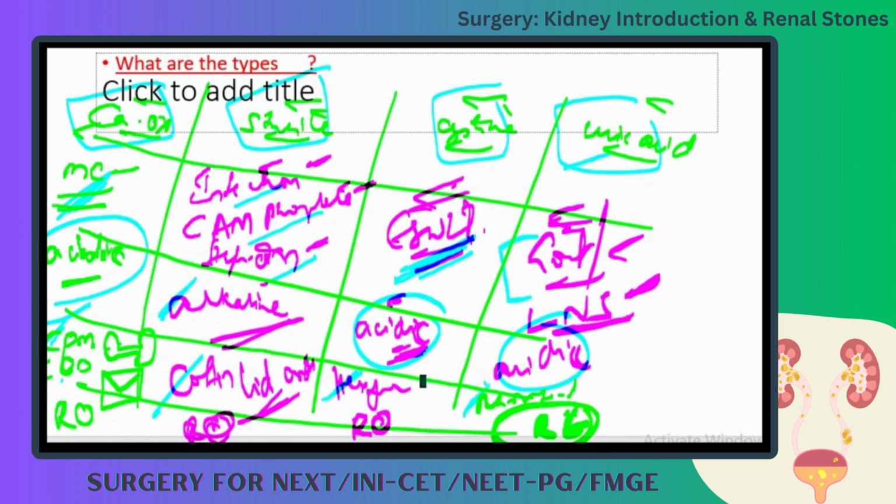All the other type of stones are radio opaque except for uric acid. It is radiolucent. And the most common radiolucent type of stone is uric acid. What are the other radiolucent stones? Xanthine, okay. Triamterene. Yeah, triamterene. Very good.